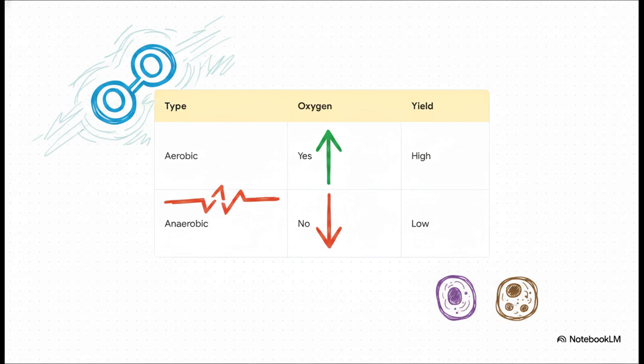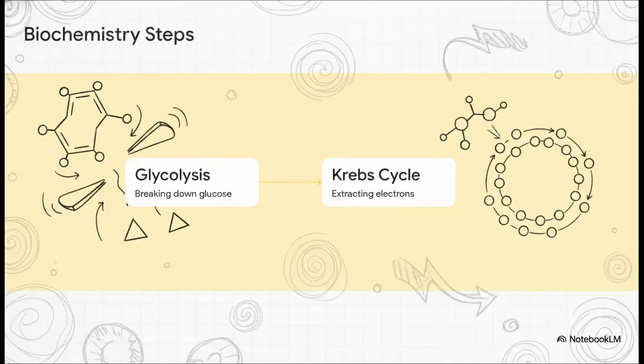Anaerobic, on the other hand, doesn't use oxygen. It yields much less ATP and produces lactic acid or ethanol. It's more like a quick, desperate sprint. Oxygen completely dictates that metabolic efficiency. So how do we get that high ATP yield? Well, the cell relies on a 2-step engine room. Step 1 is glycolysis, literally breaking down glucose, just cracking it right in half. Step 2 is the Krebs cycle, which extracts those vital high-energy electrons from the pieces. Keeping these 2 primary metabolic engines straight will absolutely save you on the biochemistry portion of the test.